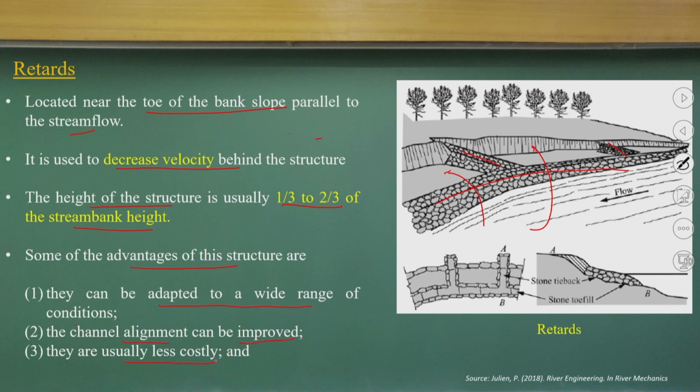So, you are not protecting the bank, you are creating a retarder far away from the bank, but with a height of 1/3 to 2/3 of the stream bank height, so that it will reduce the velocity in these zones, the erodible zones.